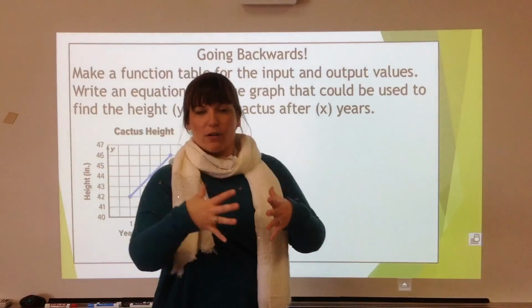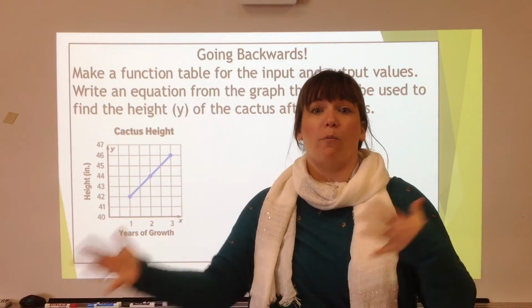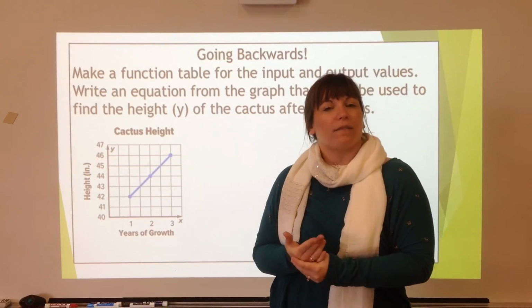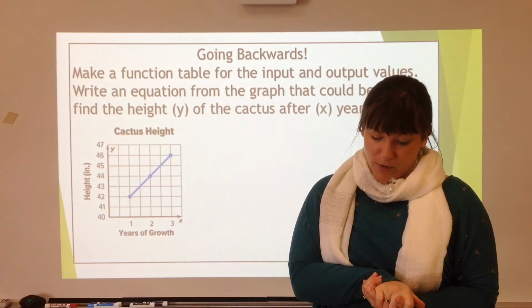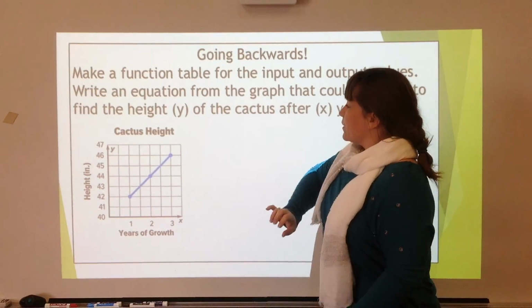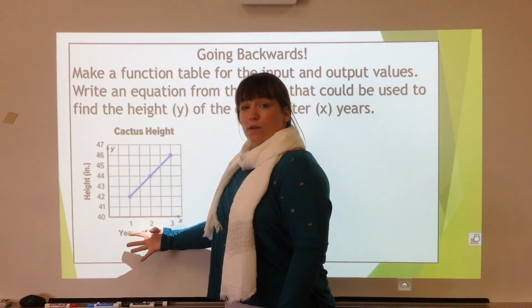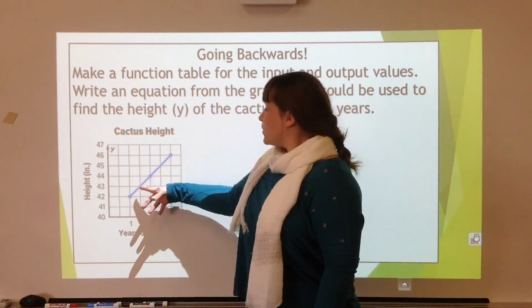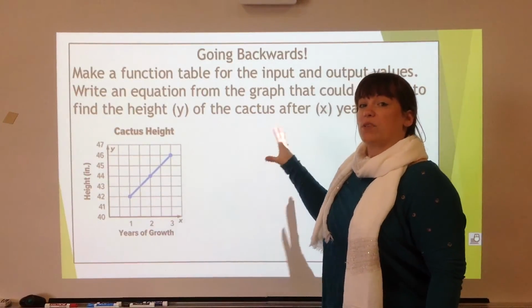So the last part of this video is on the right-hand side of your book. We're going to go backwards. We're going to be given a graph and asked to make a table and come up with an equation. So what we have here is heights of cactus growing over the span of 3 years, and we have points on a line.